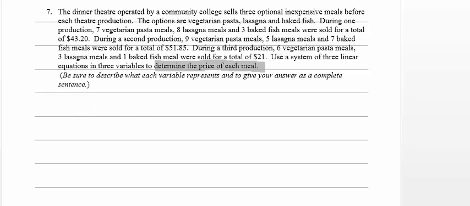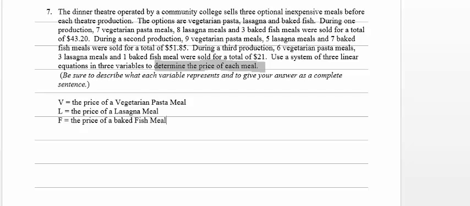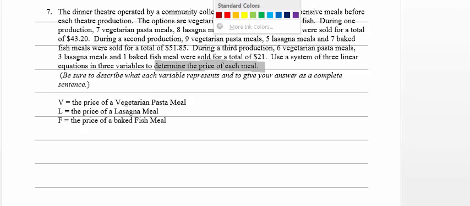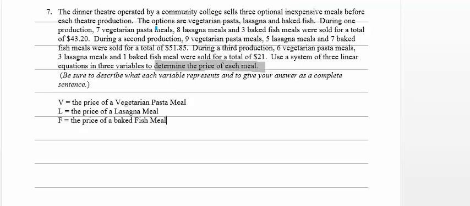So we're going to let V equal the price of a vegetarian pasta meal. L is the price of a lasagna meal. F is the price of a baked fish meal. So notice you want to be very specific on what the variables represent. If you just say V equals vegetarian, that's not clear enough. The fact that it's the price of the vegetarian meal is significant and important.